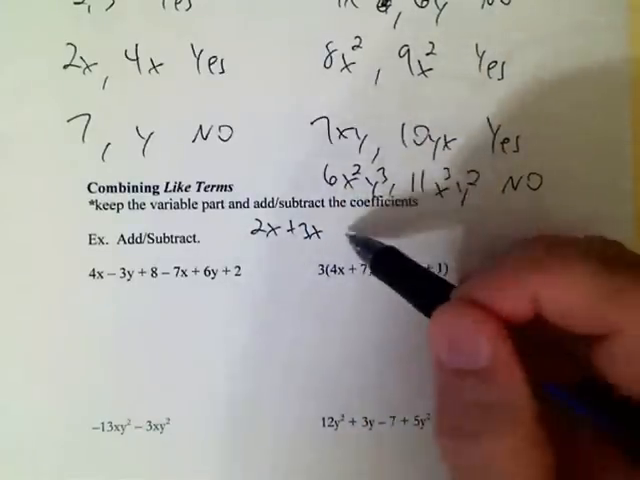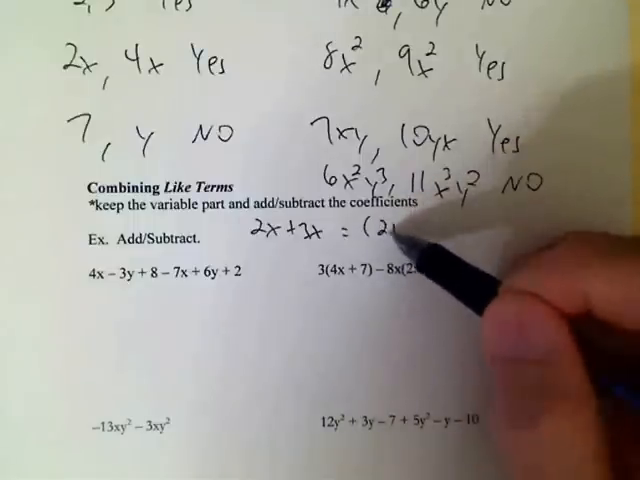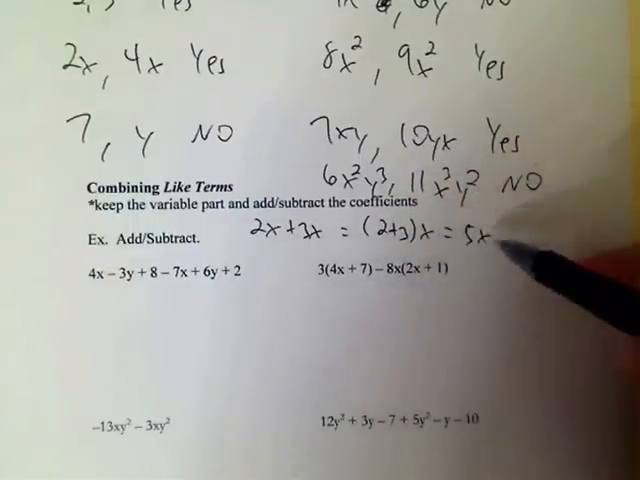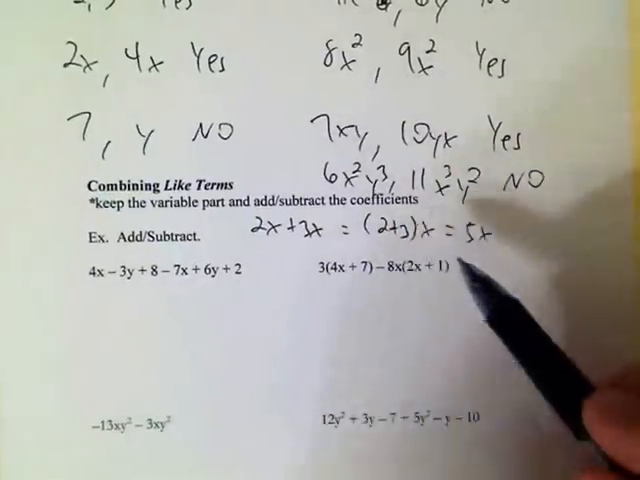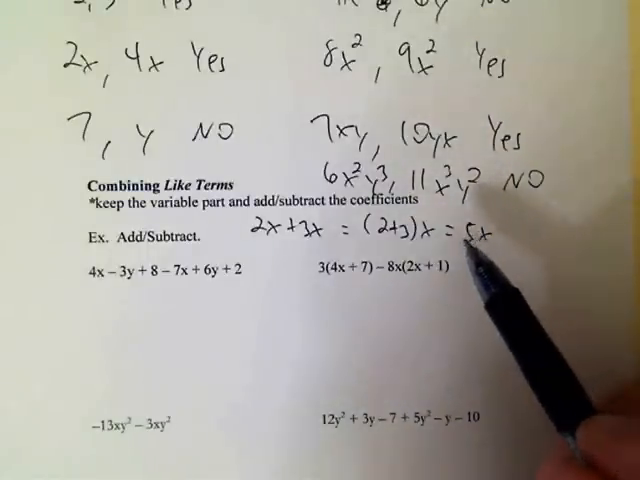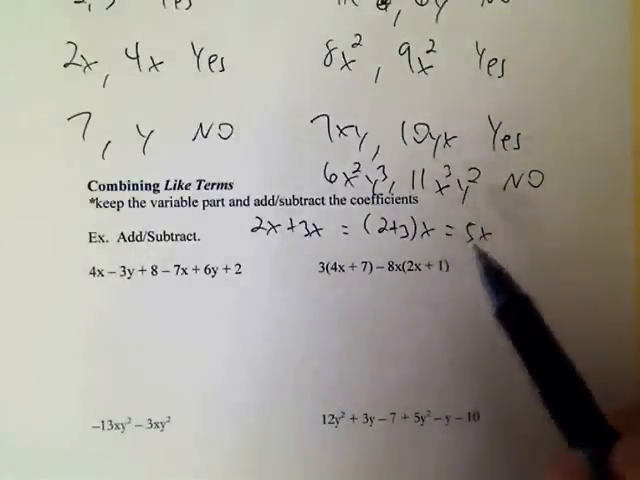5x. You want to see the real way to write it? 2 plus 3, keep the x. 2 plus 3 is 5, 5x. You can bypass that step. That's what you're doing now. Keep the variable, add or subtract the coefficients. In this case, add the 2 and 3 and keep the x.